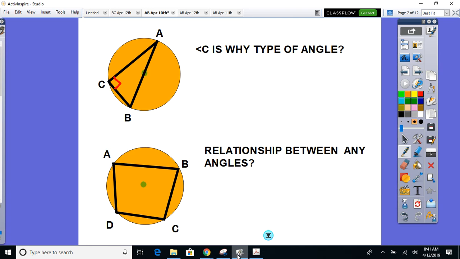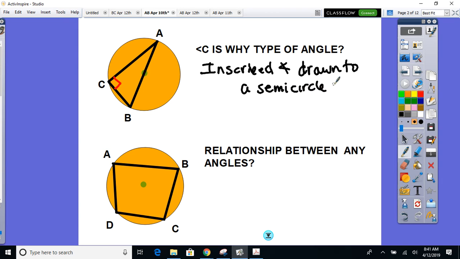What type of angle is it? Even before I knew it was a right angle, what type of angle is angle C in the circle? Inscribed angle. Where's it drawn to, Kate? Which is A? Okay, so an inscribed angle drawn to a semicircle is what type of angle? Right angle. So that's what I would write in my reasons column.